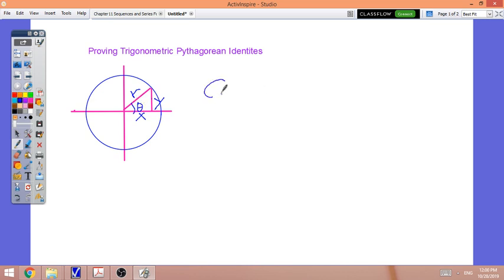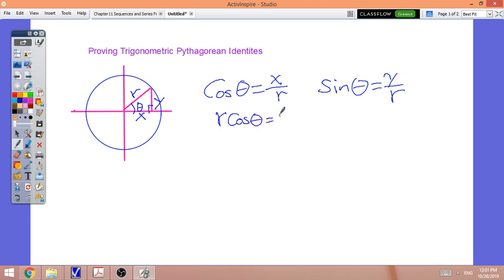So one thing that we notice: cosine of theta is considered adjacent over hypotenuse, so what we got here is x over r. And then sine of theta, which is opposite over hypotenuse, so for this right triangle we do have y over r. And then if you just cross multiply, we do have r cosine of theta equals x. And over here, cross multiplying, we do have r sine of theta equals y.